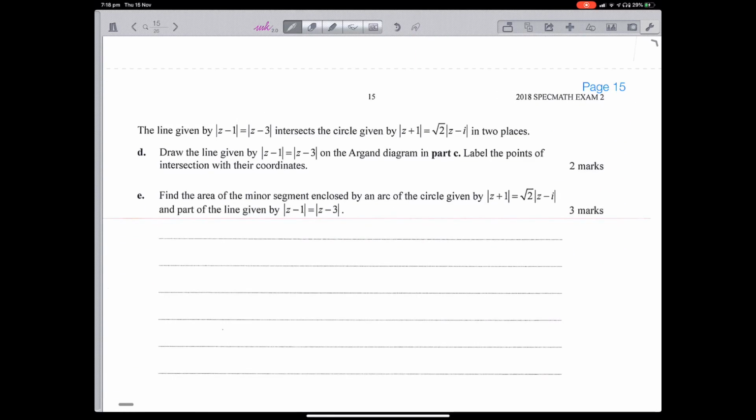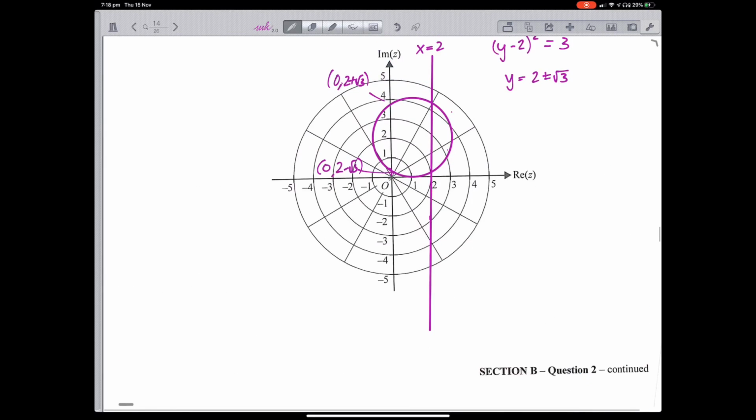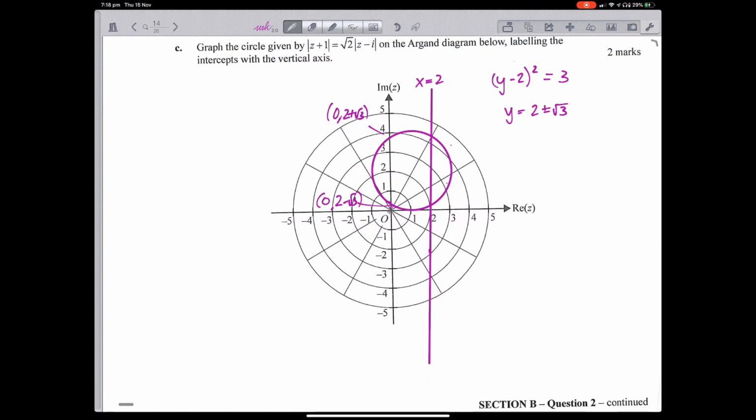Okay, find the area of the minor segment enclosed by an arc of the circle given by that and part of the line given by that. So they want this area in here. There's the center of the circle. If we know that's pi on 3 to there, then we know that's also going to be pi on 3. So we know that this angle in here is 2 pi on 3.